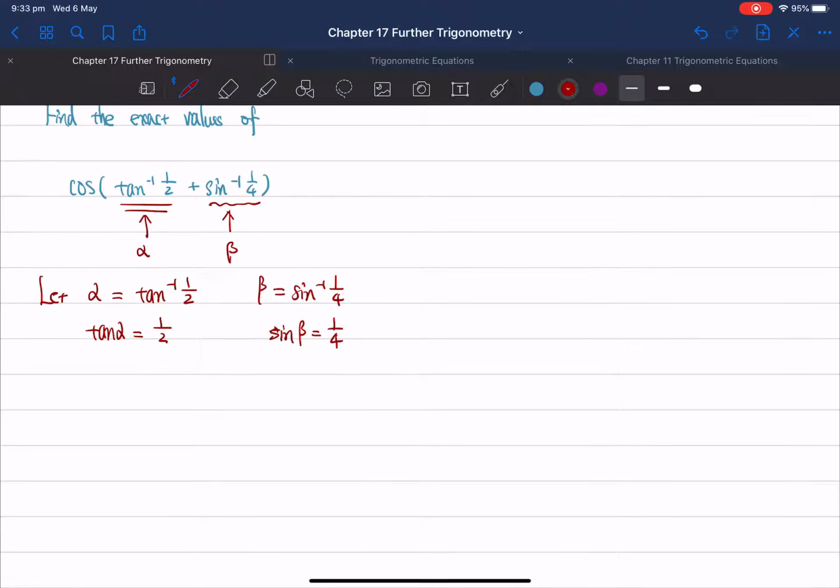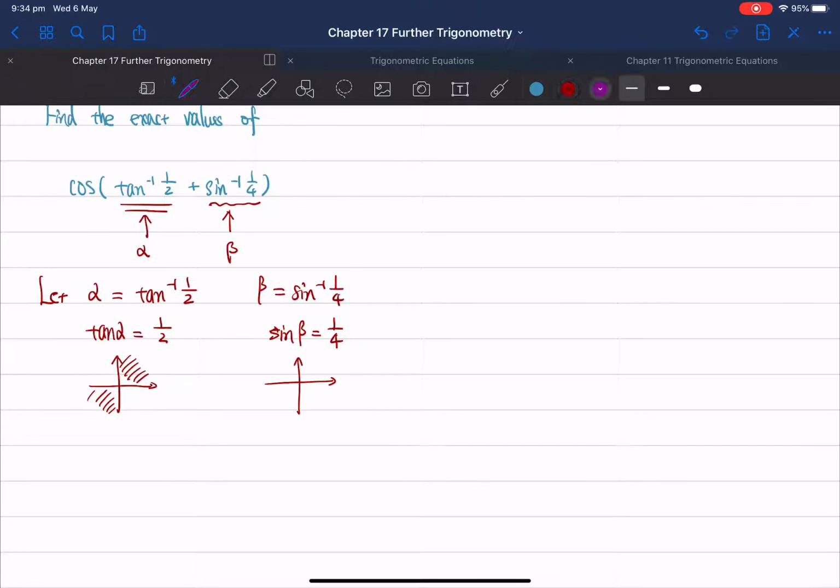Now we need to determine which quadrant. Very important, otherwise we probably end up with multiple answers. Sine alpha is positive. Whoops, not sine alpha, tangent alpha. Tangent alpha is equal to a positive number here. So tangent is positive in the first and third quadrants. First and third quadrants, so I'm just going to shade it.